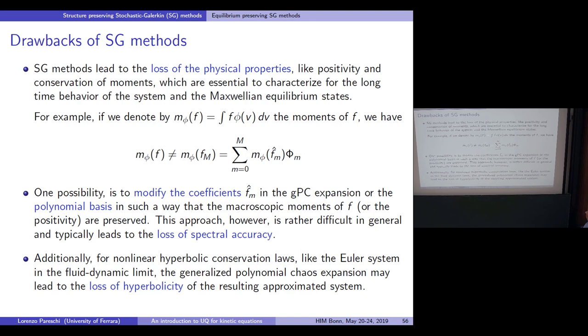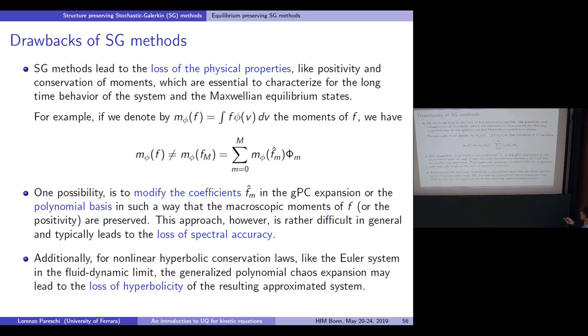There's another point that I will not discuss, but in order to give a complete picture of the situation, we have to be careful with stochastic Galerkin method, because it is well known that for nonlinear hyperbolic conservation laws, it's not the case of the Boltzmann equation, but it's the case of the Euler system, which is the fluid limit of the Boltzmann equation, when we apply this generalized polynomial chaos expansion, we typically have a loss of hyperbolicity of the resulting approximated system. We apply the expansion, and because of the truncation, you get a system which should be hyperbolic but has complex eigenvalues, and this may produce the wrong propagation of shocks, subshocks, and the usual things. But I will not deal with this.